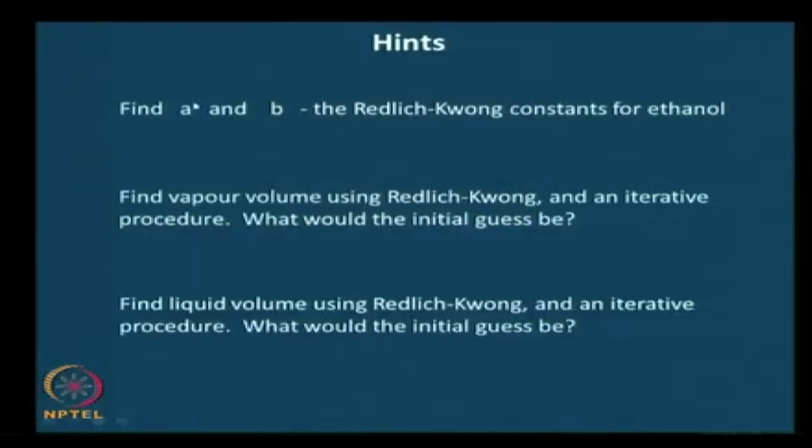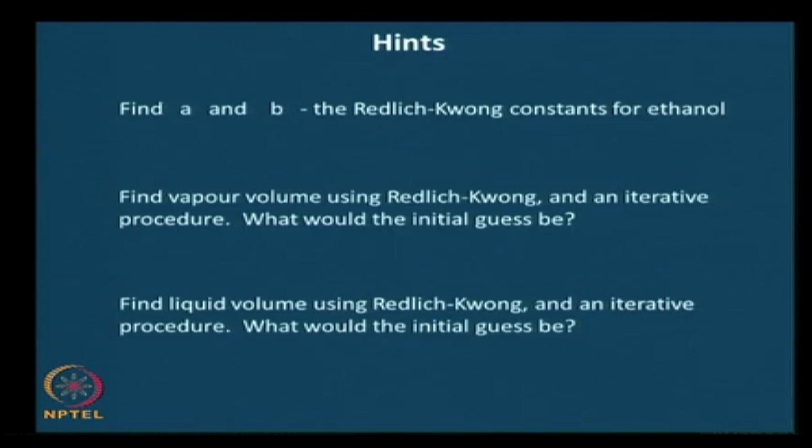The hints were to use the Redlich-Kwong equation, we need to find the Redlich-Kwong constants A and B for ethanol, and I had asked you to find that out first. You had to look at the appropriate appendix and then find the vapor volume using the Redlich-Kwong equation and an iterative procedure. The question was, what would the initial guess be?